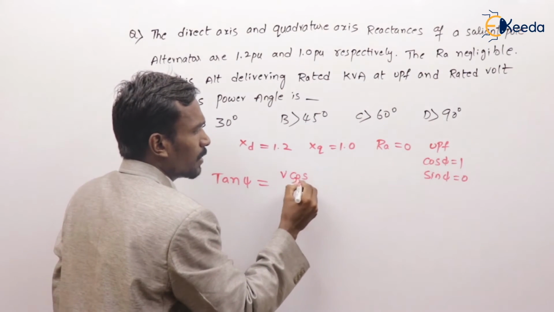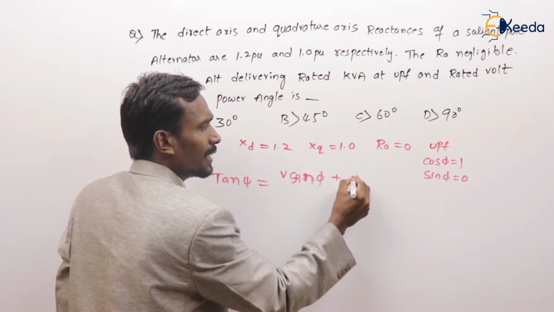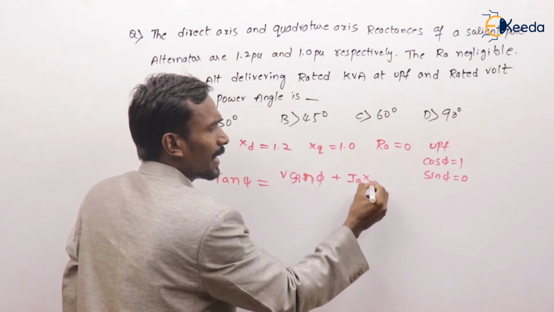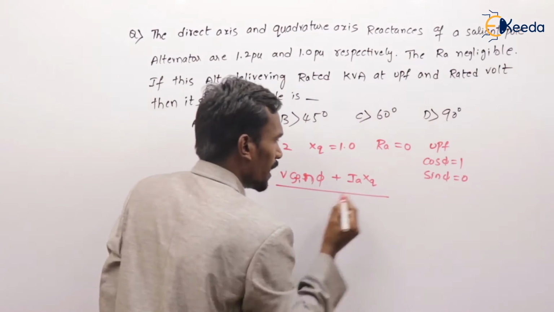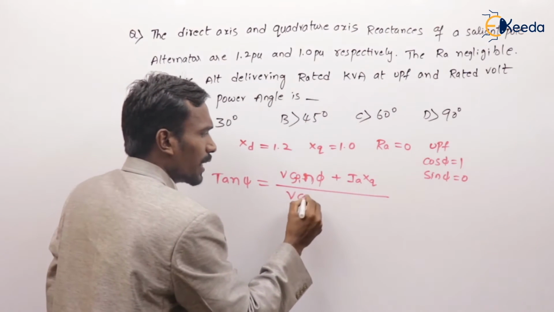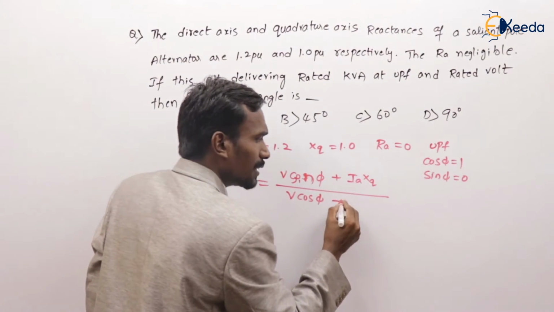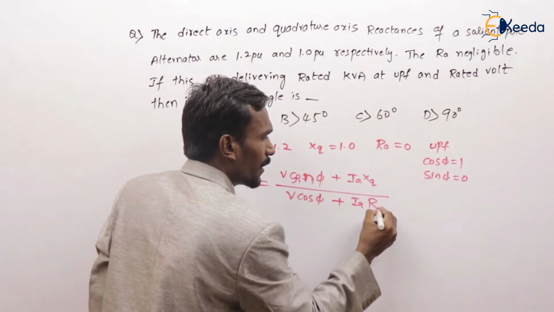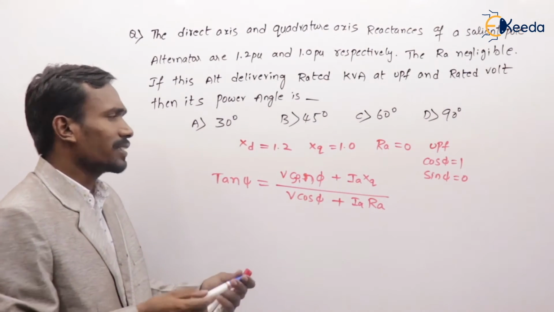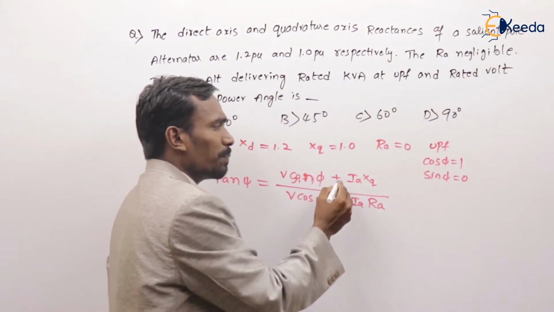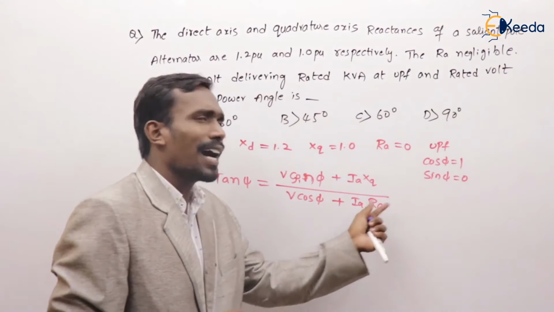V sin phi plus or minus IA XQ divided by V cos phi plus IA RA. What is the formula? Tan psi equals (V sin phi plus IA XQ) divided by (V cos phi plus IA RA).